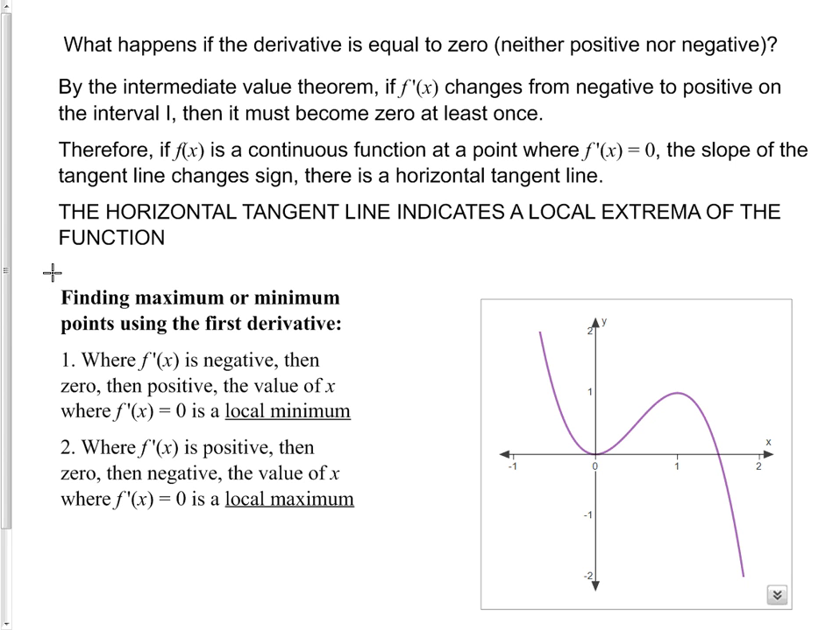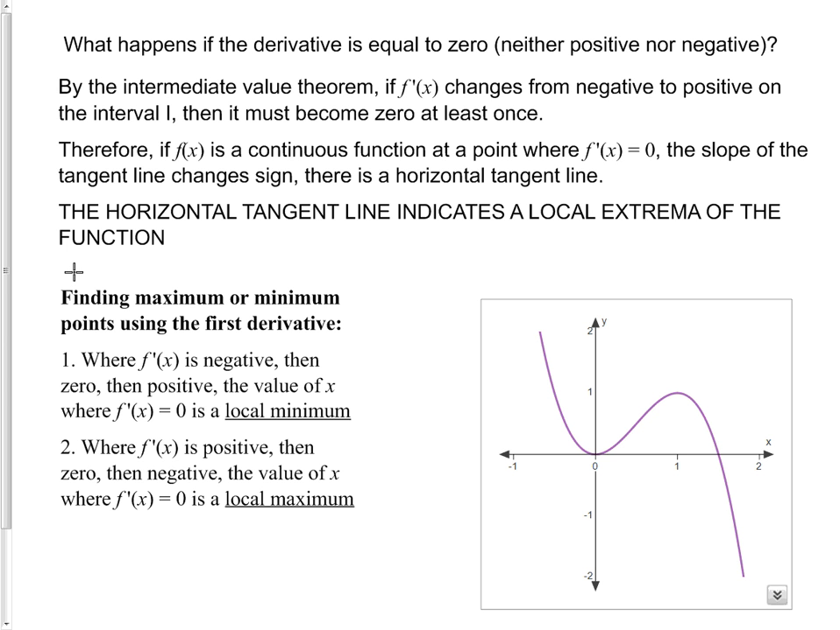Well, it will be important for us to recognize what happens if the derivative is equal to 0 and it's neither positive nor negative, where we said that the function was increasing or decreasing. Well, there's a couple of things that we could say. First of all, by the intermediate value theorem, f prime of x itself is a function, and if f prime of x changes from negative to positive on an interval, then it must become 0 at least once.